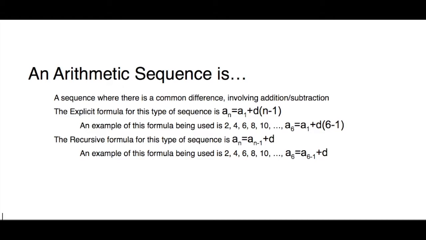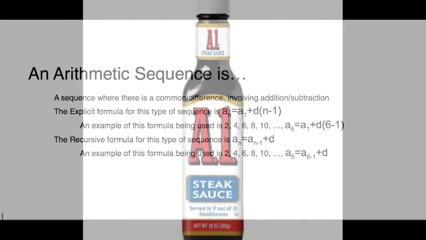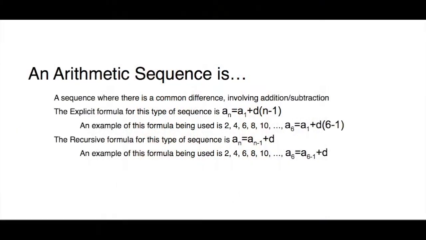The a is just to show that it's an arithmetic sequence. The n is supposed to represent the nth term, which is any term, or whatever term you're trying to find. The 1 is supposed to represent that a_1 is the first term in the sequence. Then d is supposed to represent the common difference.